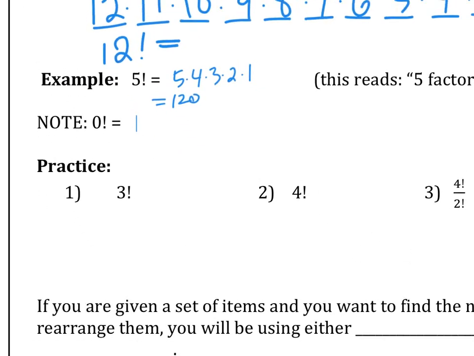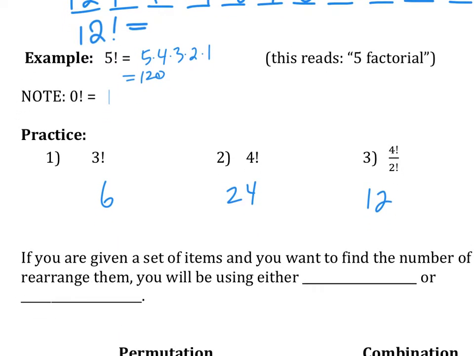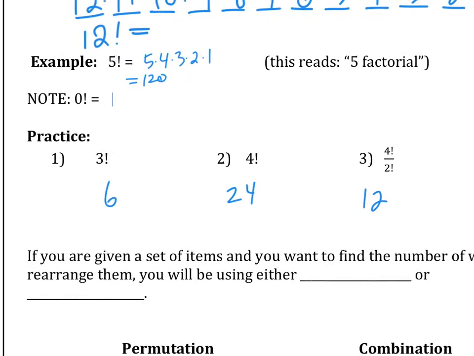Okay, so let's have you guys practice. 1, 2, 3. Okay, what's 3 factorial? 6. What's 4 factorial? 24. And then 4 factorial divided by 2 factorial? 12. Okay. Please don't take 4 divided by 2 and then do a factorial. That would be wrong. Do each one individually.